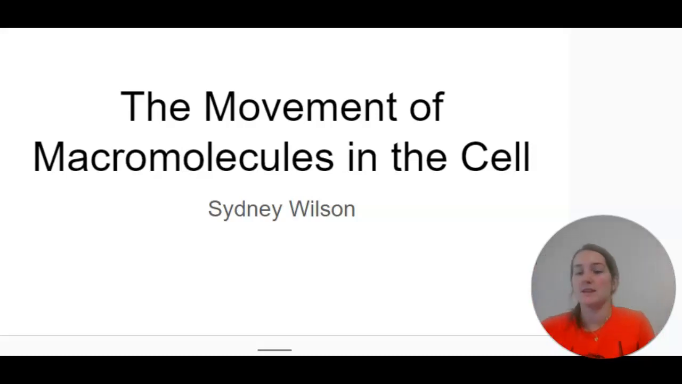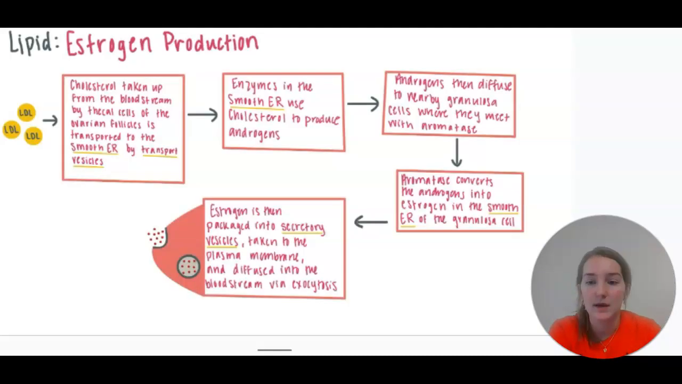Today I'm going to be presenting a little bit about the movement of macromolecules within the cell. We're going to touch on three different macromolecule types, first being a lipid, then a secreted protein, and then an intracellular protein. So we are going to get started with the lipid. Specifically, we're going to talk about estrogen, which is a steroid hormone.